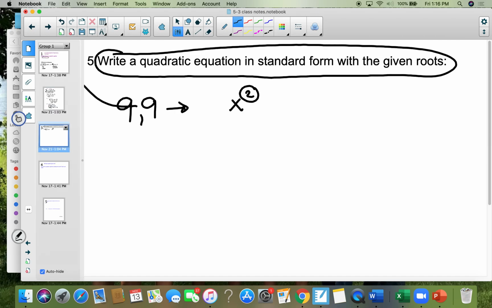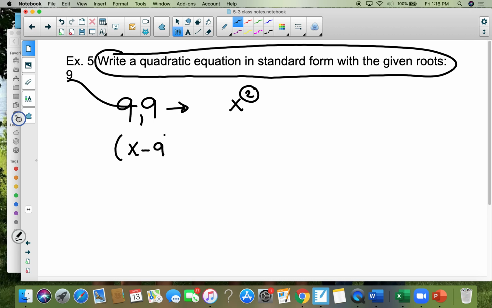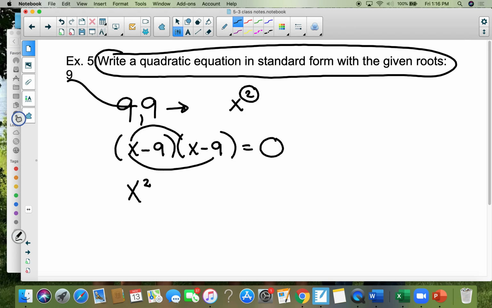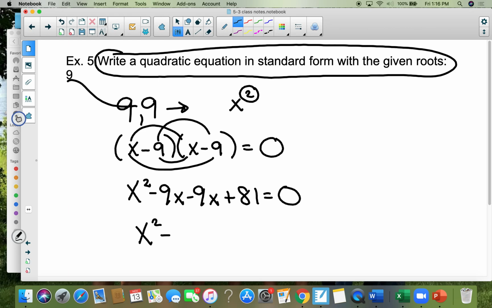9 is an answer, so you're going to put x minus 9, and your other answer is x minus 9, and don't forget to set it equal to 0. First, x squared, outside, negative 9x, inside, negative 9x, and the last two terms, a positive 81 equals 0. So x squared minus 18x plus 81 is the quadratic equation. And the two answers were 9. Okay, let's do another one.